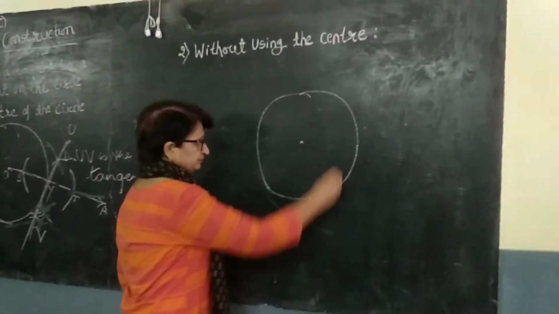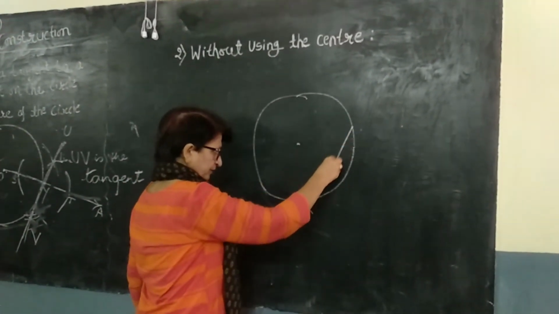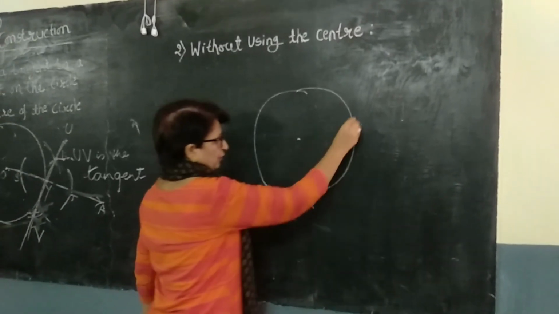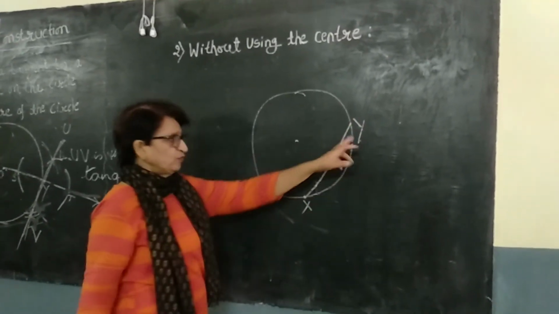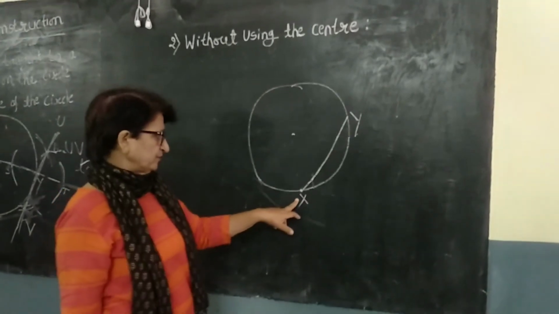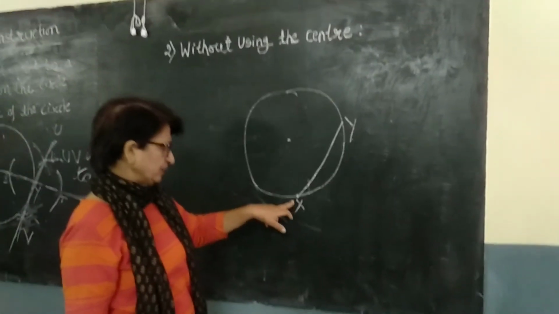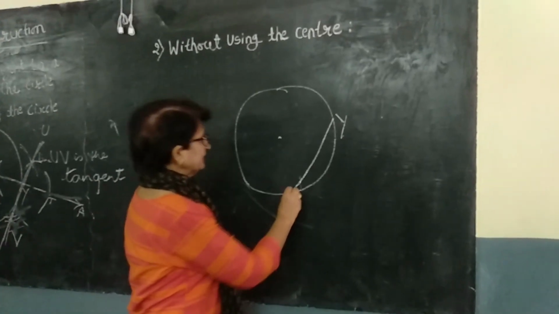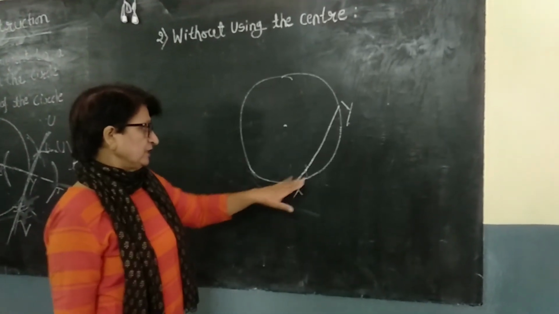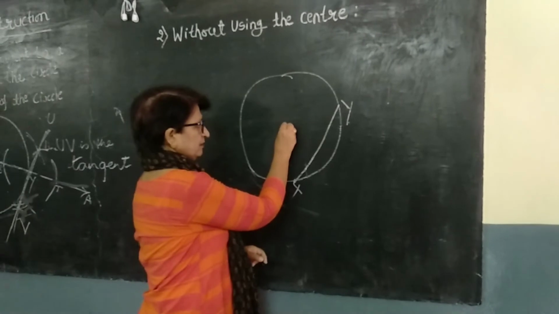First of all, draw a chord. Now YX is a chord passing through point X. Okay, it should touch the point X, the point from where we have to draw the tangent. Right? Now this is the center.